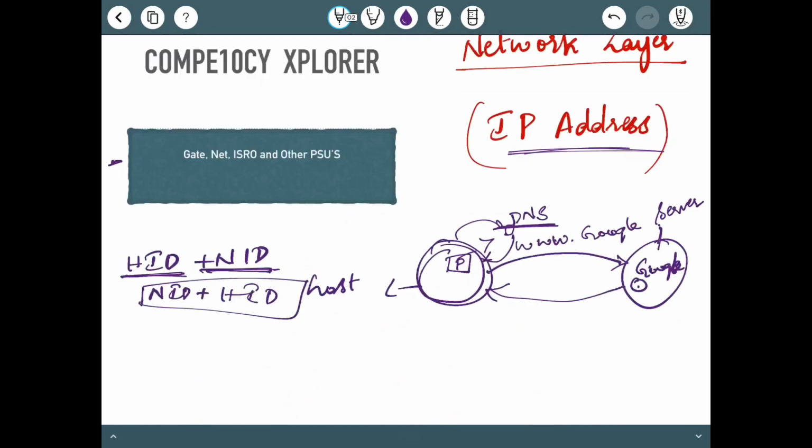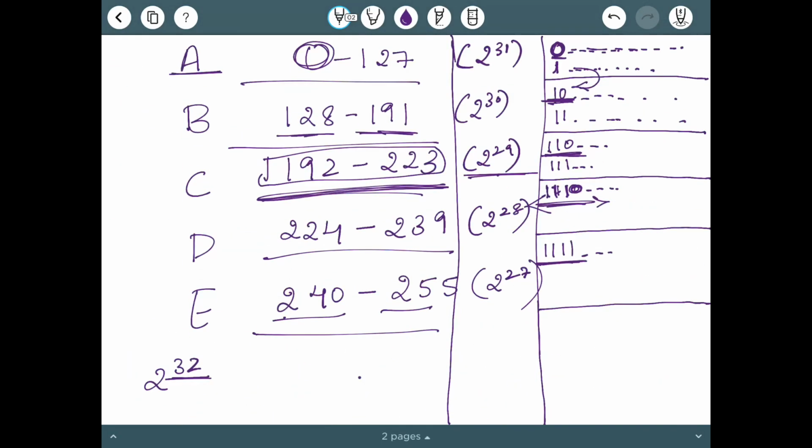I hope these classes are very clear, and for any GATE examination or PSUs, you have to keep in mind which range belongs to which class. So 0 to 127 is class A, 128 to 191 is class B, 192 to 223 is class C, 224 to 239 is class D, and 240 to 255 is class E. This is all about IP addresses and their classes. We will discuss each of the classes in further videos.